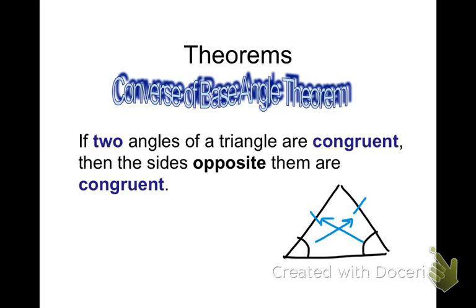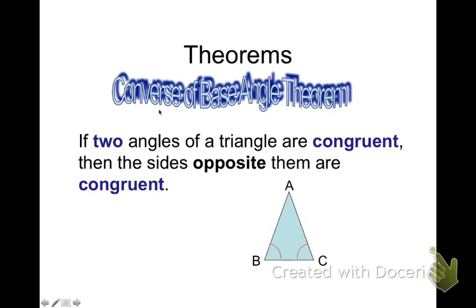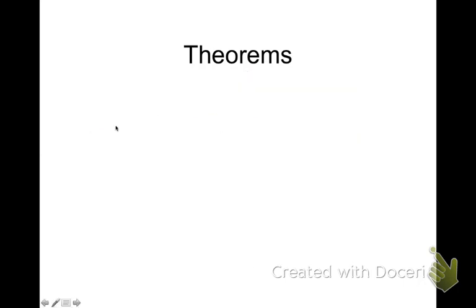Okay, so our picture kind of looks the same as the last one, it's just we're working backwards. The arrows are going the other way because you're going from congruent angles to congruent sides instead of congruent sides to congruent angles. All right, then we've got a corollary of the base angle theorem.